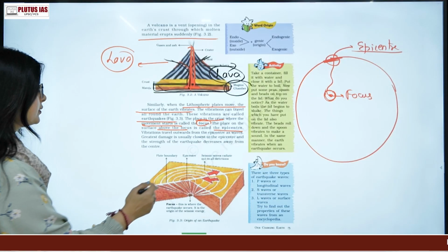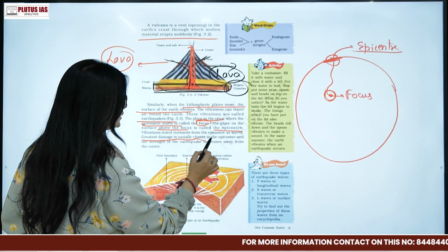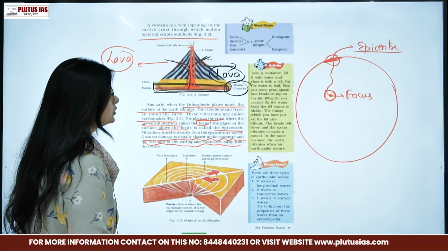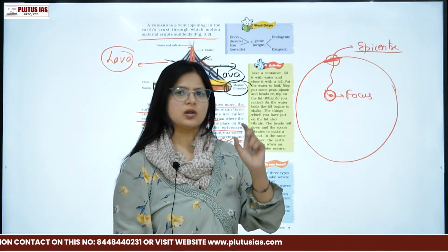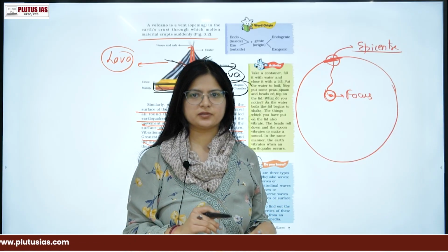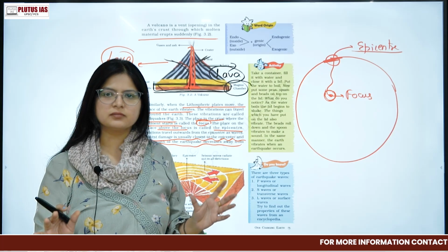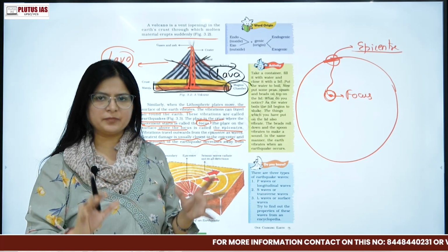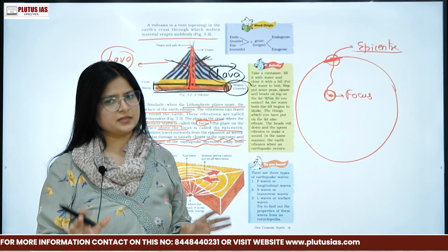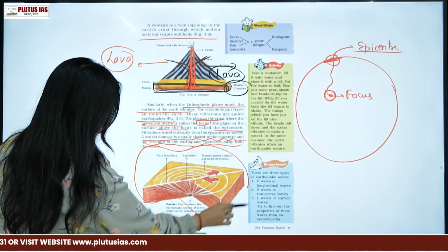Vibrations travel outwards from the epicenter as waves. Greatest damage is usually closest to the epicenter, and the strength of the earthquake decreases away from it. So whenever an earthquake comes, we always ask: where was the epicenter located? It tells about the magnitude, how far the earthquake vibrations can go, and then we can detect the intensity as well, right?